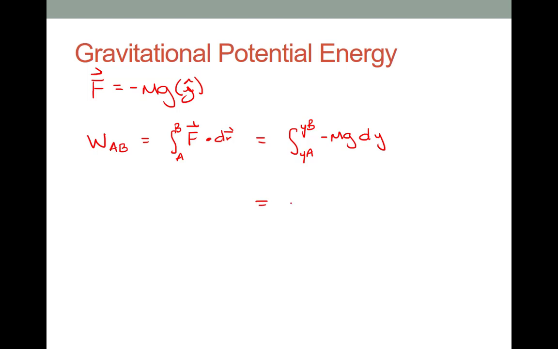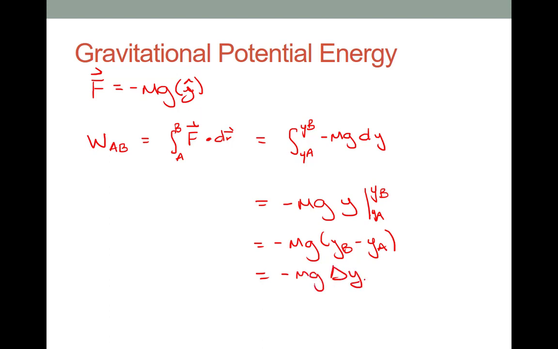This integral, we've done it once before, is going to be negative mg times y evaluated from the position at A to the position at B, which is negative mg (yb minus ya), or more simply, negative mg times delta y. The change in gravitational potential energy to go from point A to B will be the negative of the work to go from A to B, which will just equal mg delta y.